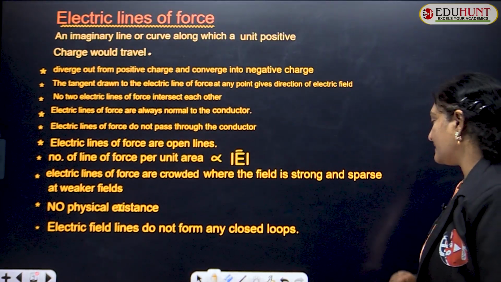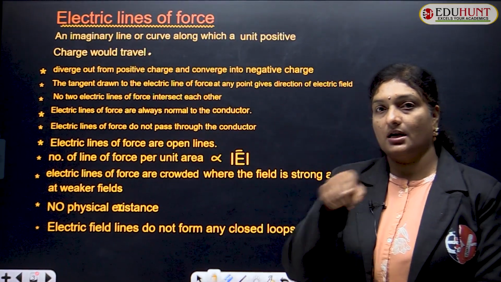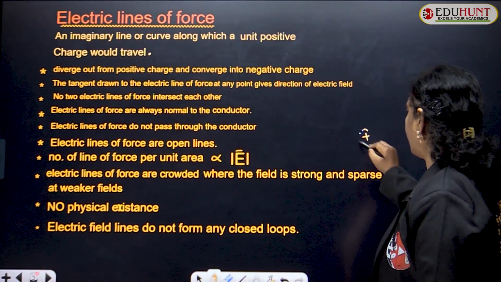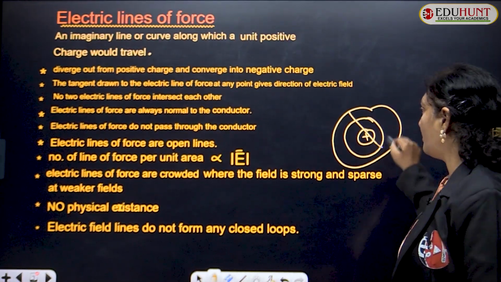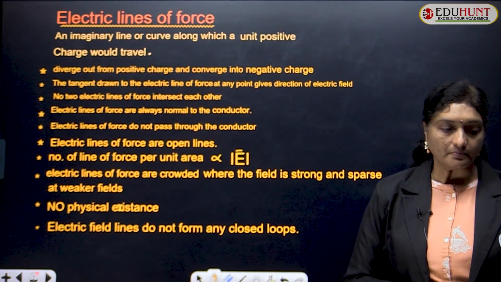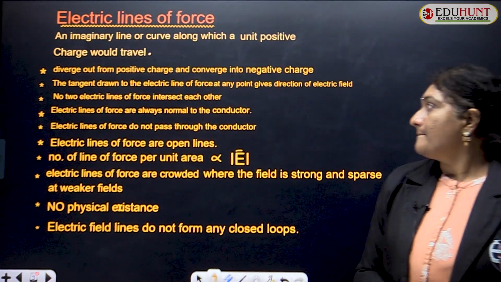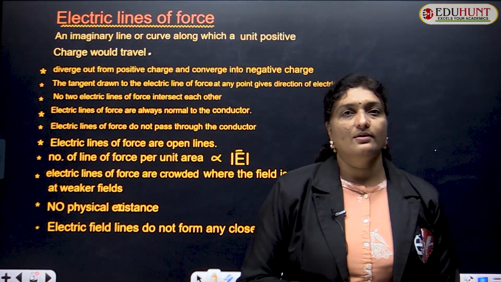Okay, and these electric field lines never form a closed loop. Closed loop means a circular pattern like this. So, these electric field lines never form closed loops. Got it, children? So, that's it, children. And one more thing before concluding, I would like to tell you something.